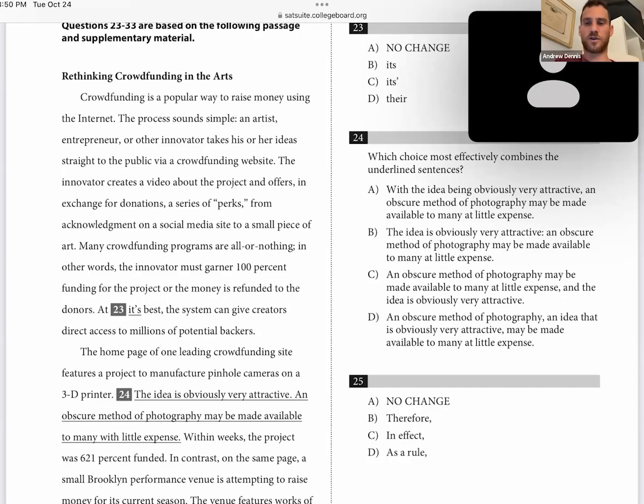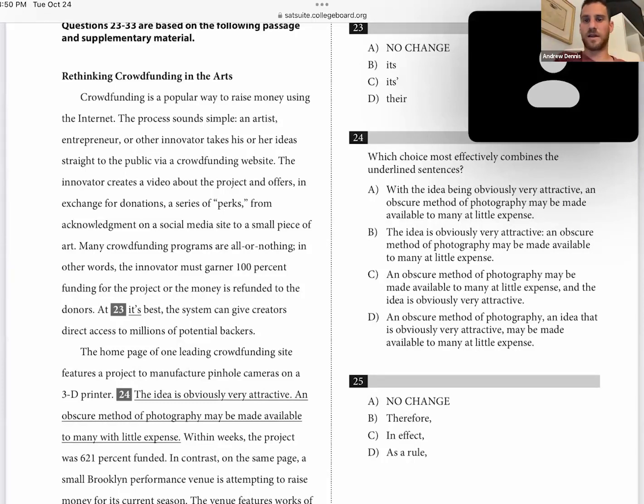The homepage of one leading crowdfunding site features a project to manufacture pinhole cameras on a 3D printer. The idea, that idea, is obviously very attractive. An obscure method of photography may be made available to many at little expense. Any thoughts about 24? I think A, C, and D mischaracterize the relationship between the claim, the idea is obviously very attractive, and the supporting information about the camera's cost. The claim about the idea's attractiveness is not in addition to the information about the cost. Rather, the information about the camera's cost supports the claim that the idea is very attractive.